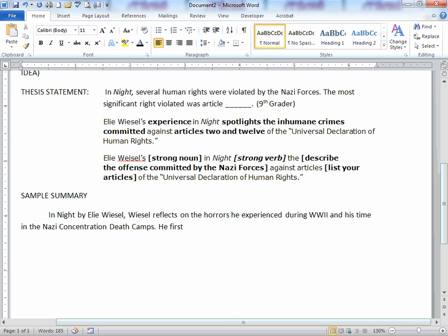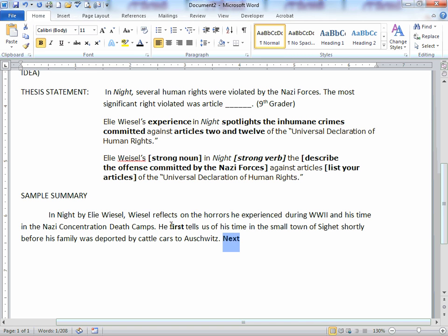He first, that's a good transition word. He first tells us of his time in the small town of Sighet shortly before his family was deported by cattle cars to Auschwitz. Next, here's another transition word, so I know my middle. He describes.